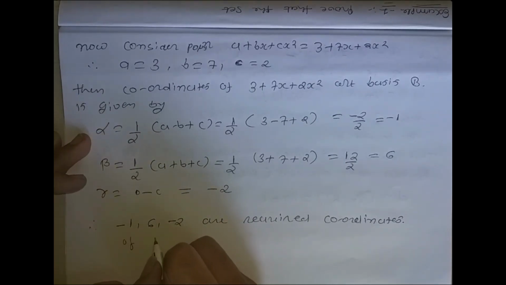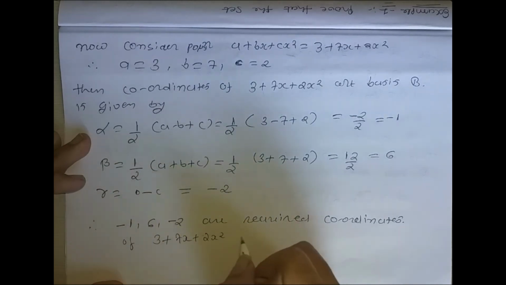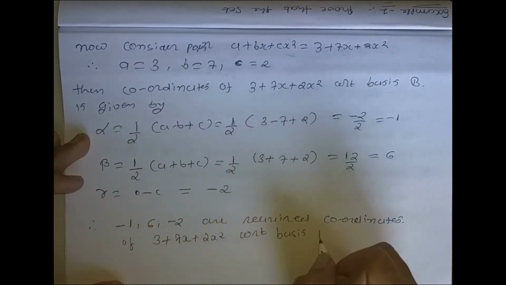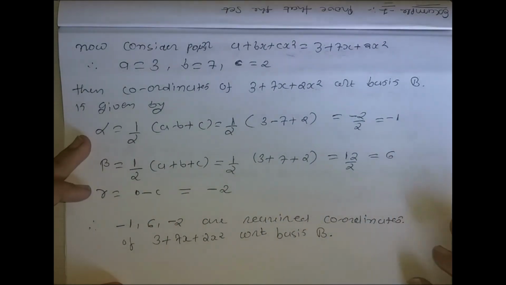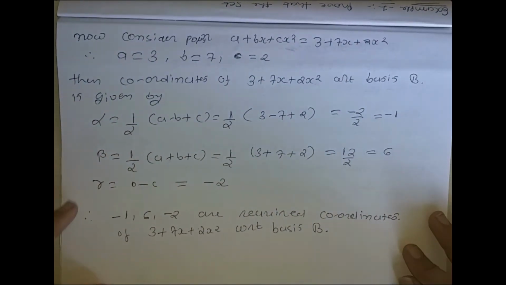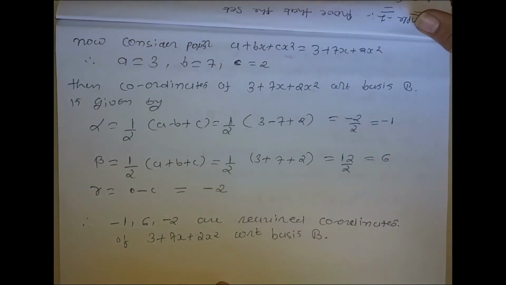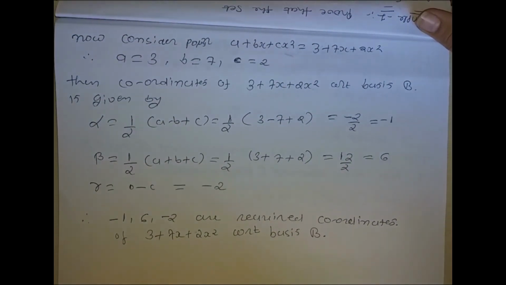Required coordinates of 3 plus 7x plus 2x square with respect to basis b. So this is enough for this lecture. In the next lecture we will discuss some more examples of polynomial space, in which we extend some linearly independent set to form the basis of polynomial space. Thank you.